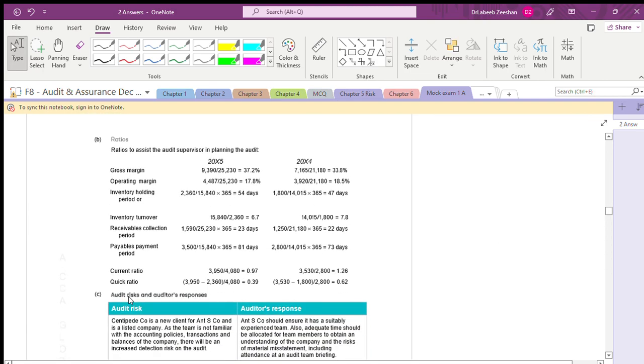Next one. They have calculated the ratios. We need to calculate them; we have not done that. We have not done gross profit and the rest.